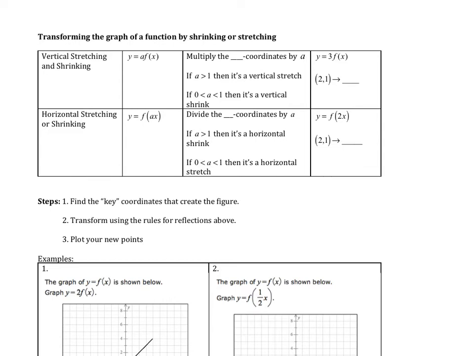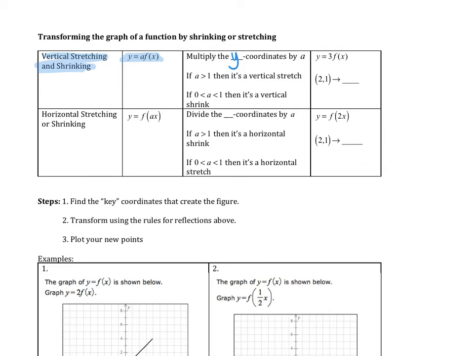So first we have what's called vertical stretching or shrinking. Your equation looks like this: y equals a times f of x, where a is a number. Since the a is on the outside, you are going to multiply the y coordinates by a. So if a is greater than 1, then it's a vertical stretch, and if a is less than 1 but greater than 0, then it's a vertical shrink.